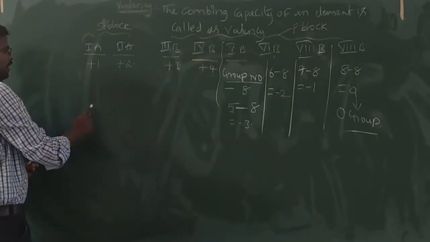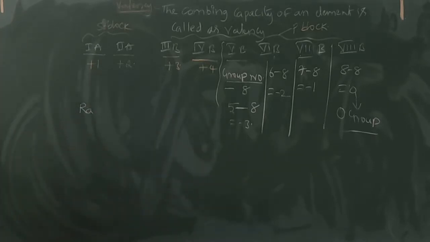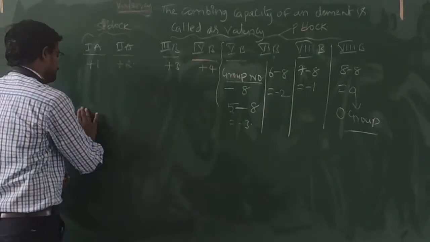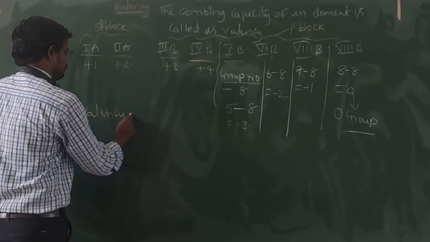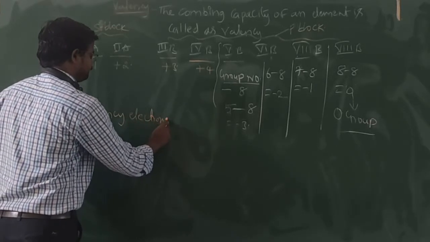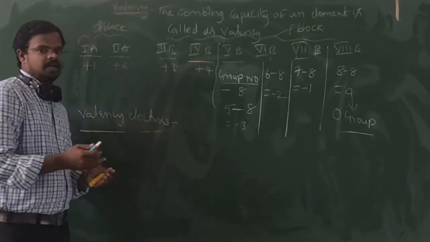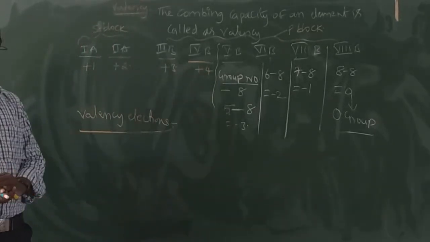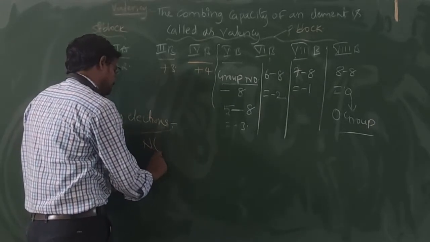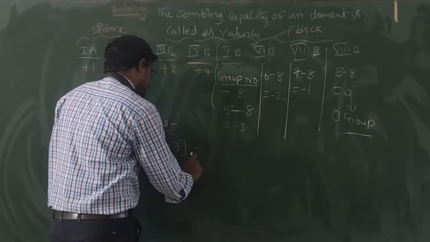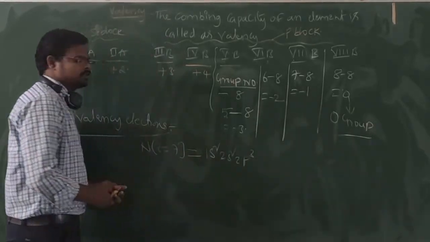Next, what are radicals? Before going to the radicals, see the general definition: what are valency electrons? Valency electrons are defined from the electronic configuration. If you take the electronic configuration of nitrogen, the atomic number of nitrogen is Z equal to 7. Then its configuration is 1s2, 2s2, 2p3.